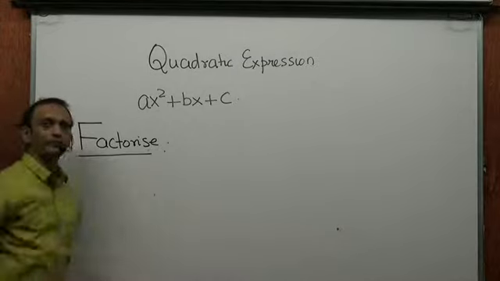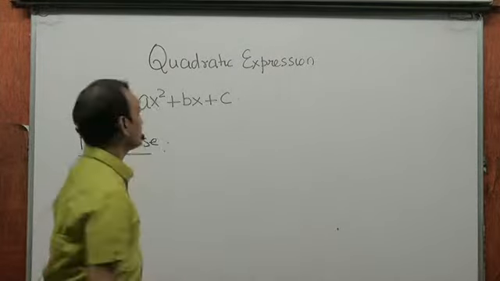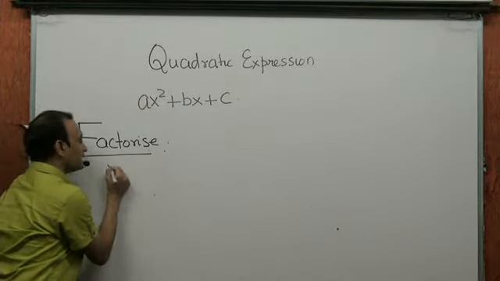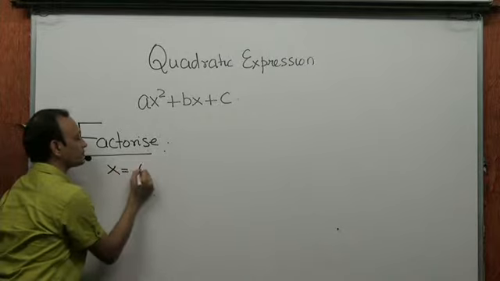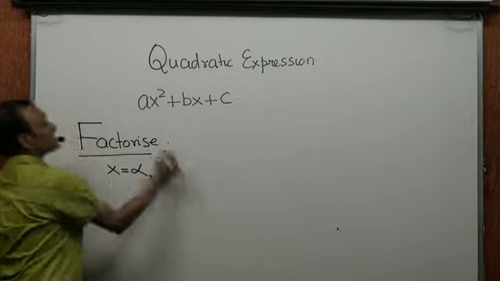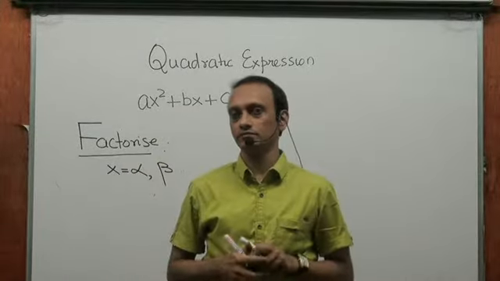And you have figured out, let's say, by some means, that this expression becomes 0 at x equal to alpha and at x equal to beta.